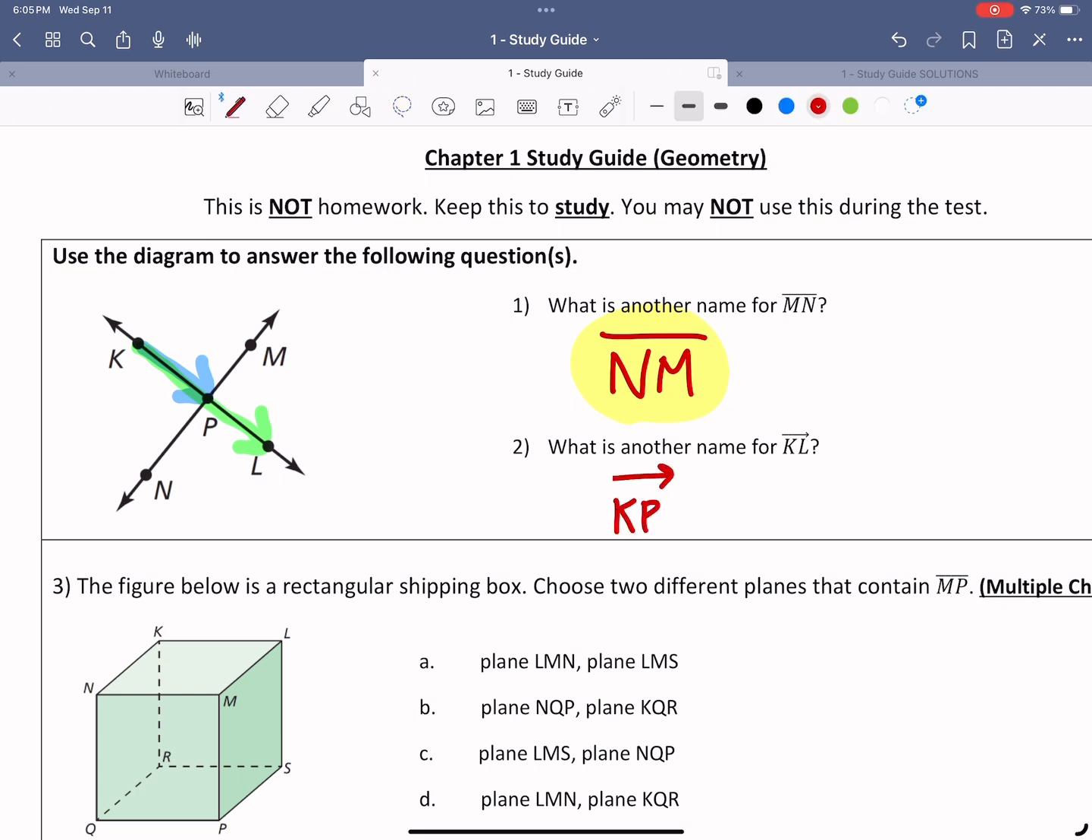KP. I apologize if the color coding bothers anyone. I have COVID. I don't care.